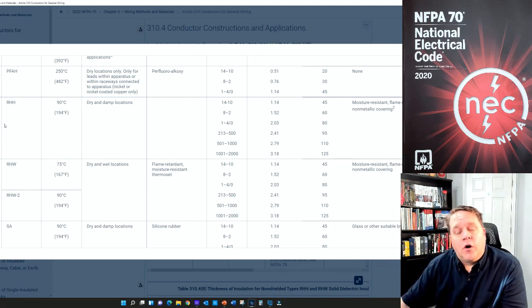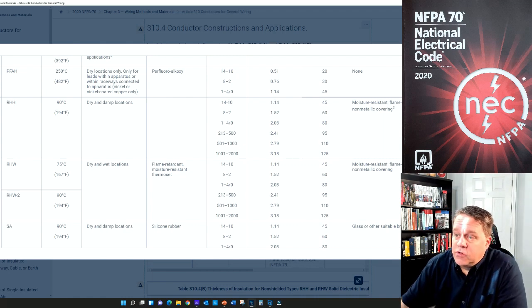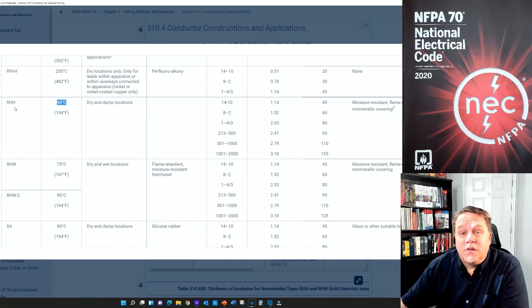So what do we know about RHH? We already talked about it. It's thermoset, right? It starts with the letter R. It has two H's, so that's a 90-degree conductor. I don't see a W in it though, which means it's dry and damp locations only.